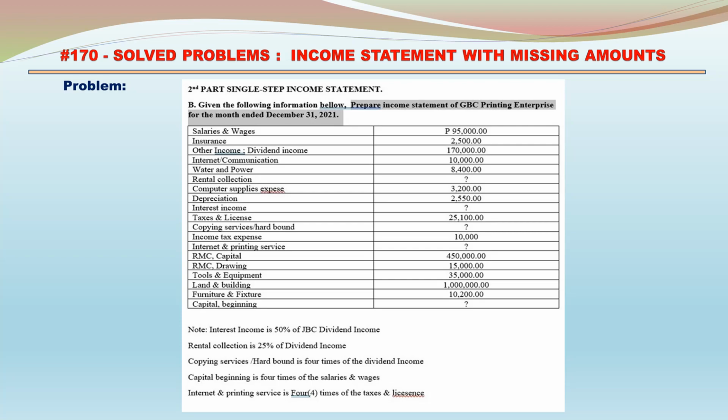Note: the interest income is 50% of GBC dividend income. Rental collection is 25% of dividend income. Copying services hardbound is 4 times of dividend income. Capital beginning is 4 times of the salaries and wages. Internet and printing services is 4 times of the taxes and licenses.